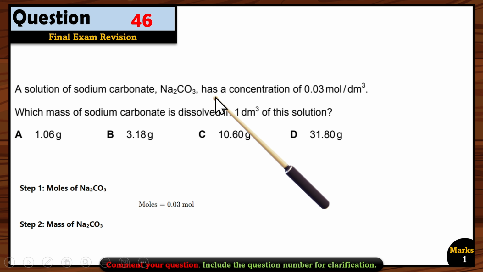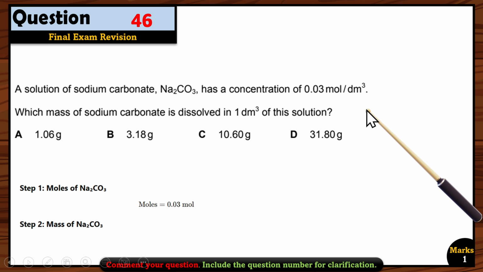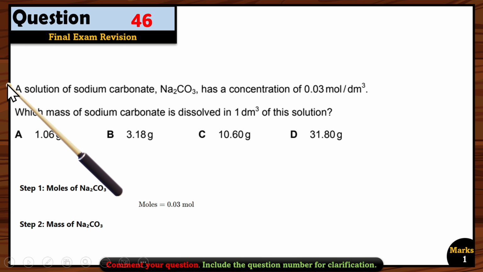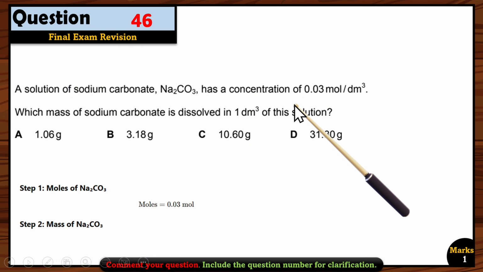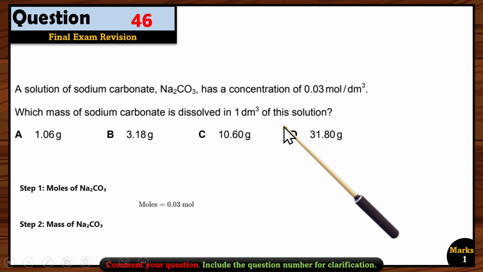A solution of sodium carbonate has a concentration of 0.03 mole. Which mass of sodium carbonate is dissolved in 1 dm cube of this solution? Now they have given you the concentration here, a solution of sodium carbonate, right? So first you have to find the molar mass easily. Moles you can easily find, and then you can find the sodium carbonate that is dissolved in 1 dm cube of the solution.